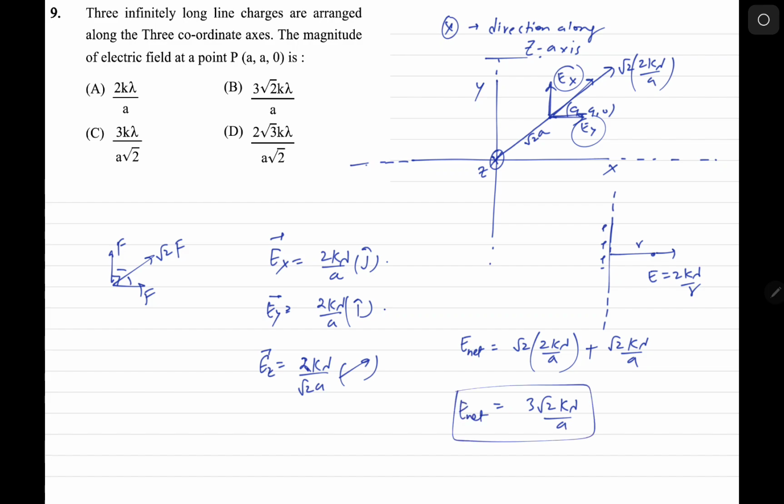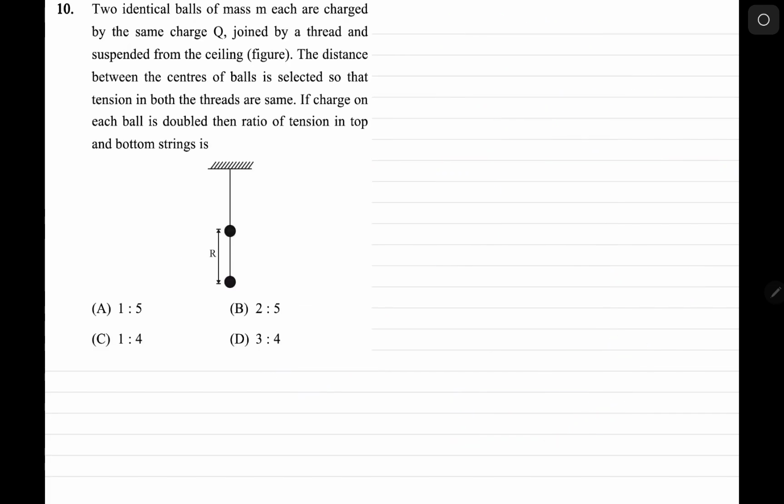If you want to write the direction, it will be this one, at 45 degrees with the horizontal. But anyway, we just need to write the magnitude here. So option B is the answer, 3 root 2 kλ/a. Hope you understood. Let's move to the next question.